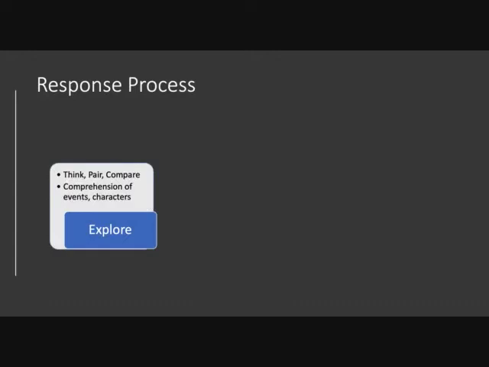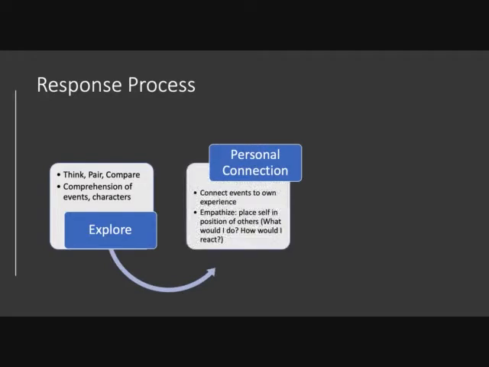All right, so just to sum up, there are three phases in the response process. We explore, and that's where we do think, pair, I'm going to call it compare. Think, pair, compare. And we look at a comprehension of events and characters and things. After they've explored the text, we make a personal connection. They connect the events or information in the text to their own experience, and you really start to engage their empathy. They place themselves in the position of others. What would you do? How would you react? Are these similar to your own experiences?